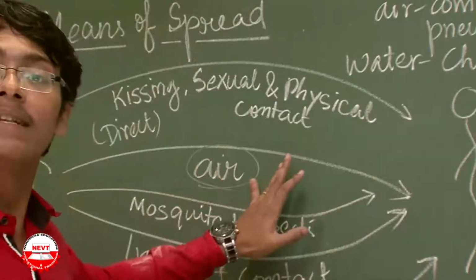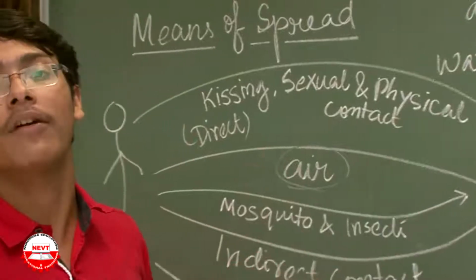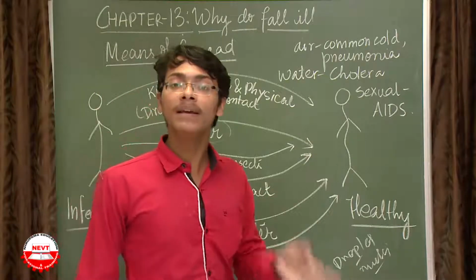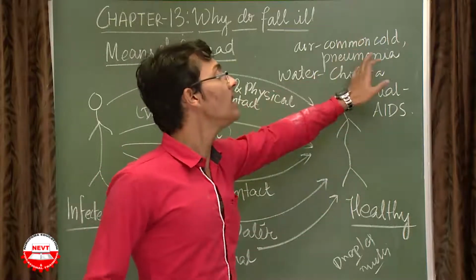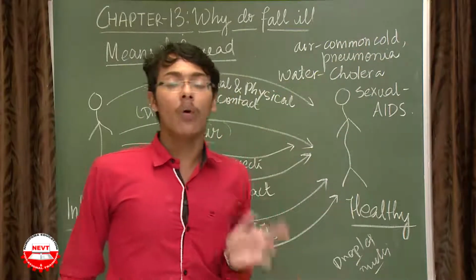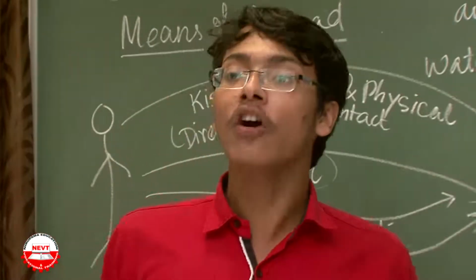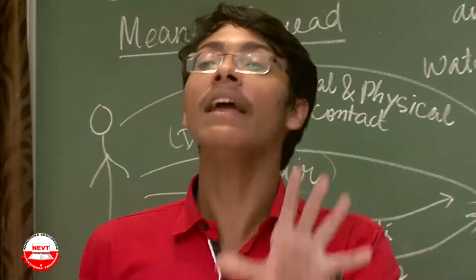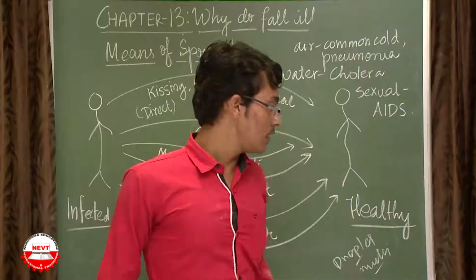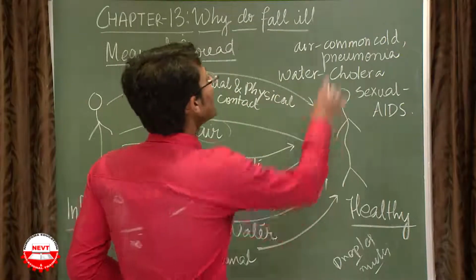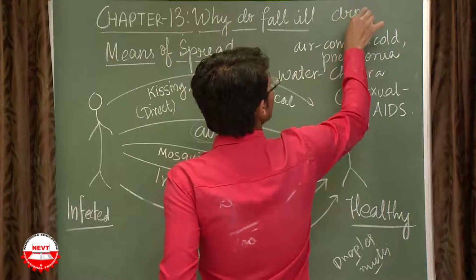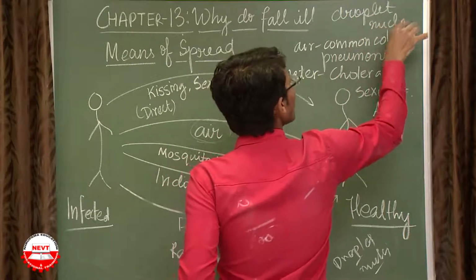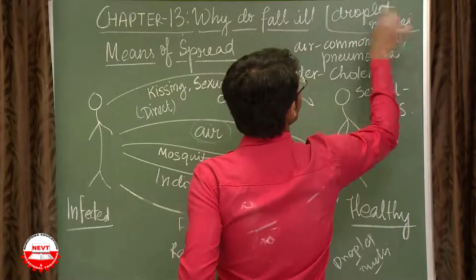The air is a very big source for microorganisms to spread. Diseases that are spread by means of air are the common cold and pneumonia. Okay, how? When an infected person sneezes or coughs, saliva comes out from their mouth. The saliva forms droplet nuclei when it comes in contact with the air.